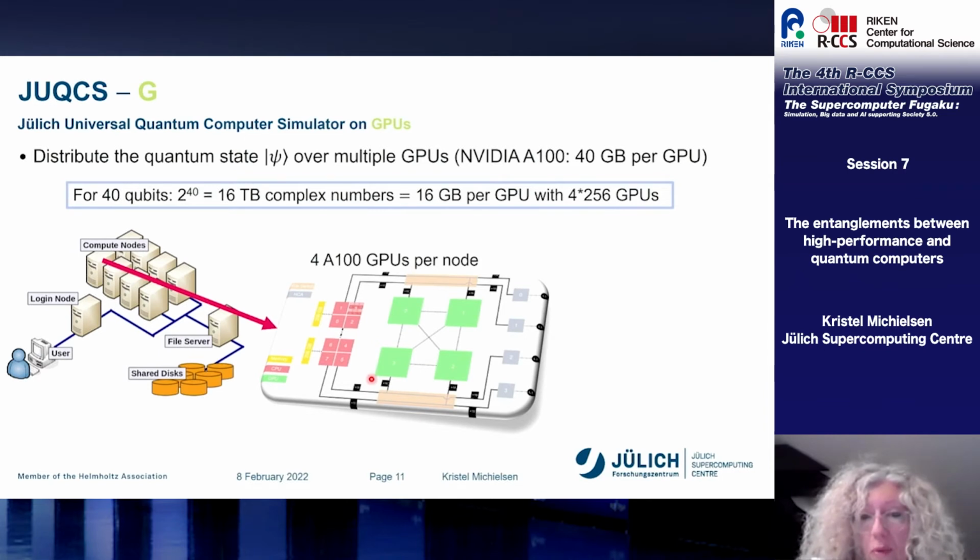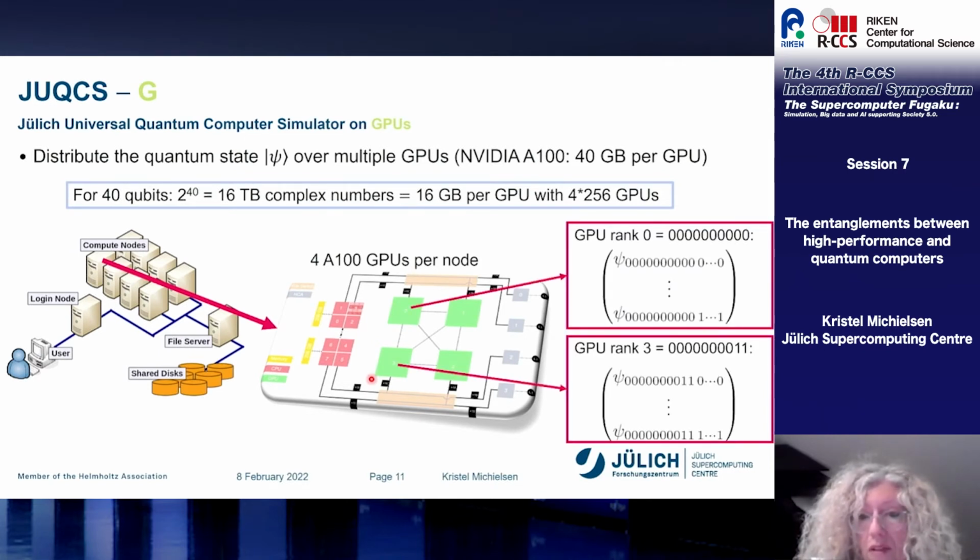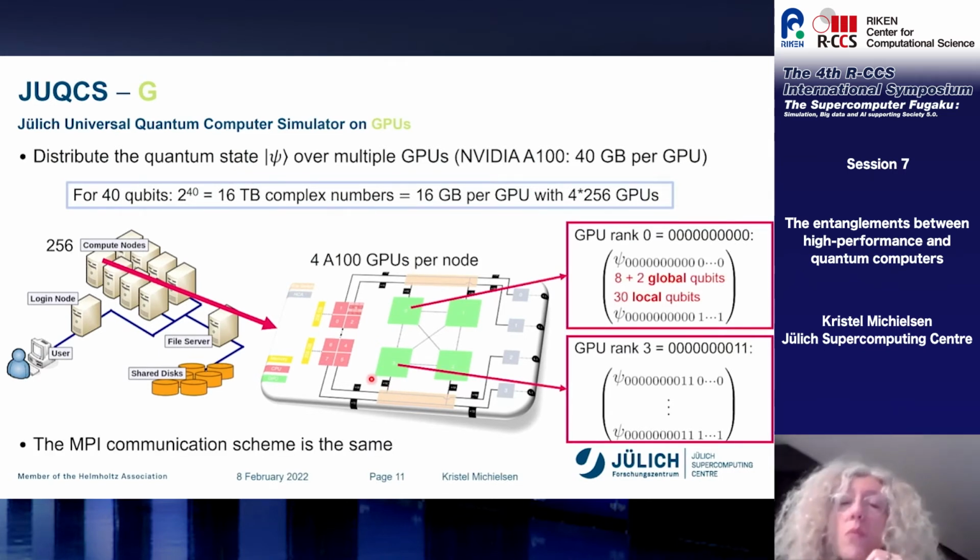So this is now our computer, in which we have the nodes, and each node has 4 of these GPUs. Now, this results in the fact that now we can have 8 plus 2, meaning 10 global qubits, and we have 30 local qubits. And the MPI communication scheme that we use in this version of the program is exactly the same as the one that we used in the previous versions.